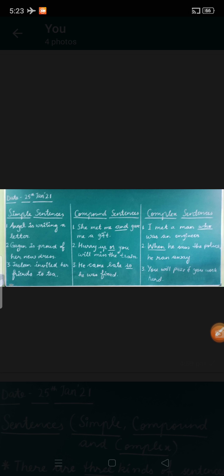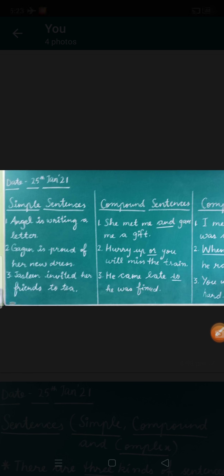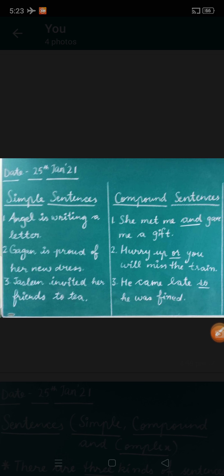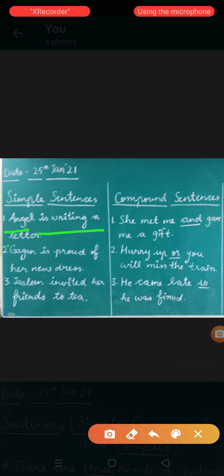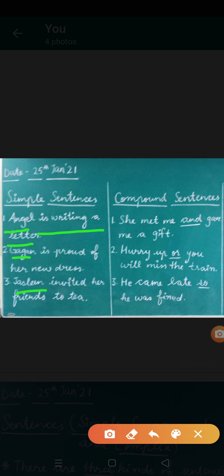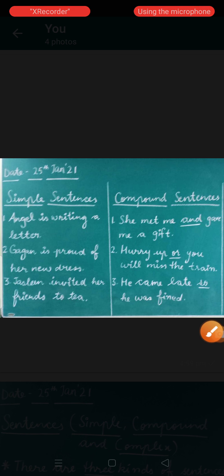Let's have a discussion on some examples so that you can understand. First, simple sentences. Angel is writing a letter. Gagan is proud of her new dress. Jesleen invited her friends to tea. So these are simple sentences. Here you can see one subject and the rest of the sentence is predicate. In the second one, Gagan is subject and the rest of the sentence is predicate. In the third, Jesleen is subject and the rest of the sentence is predicate.